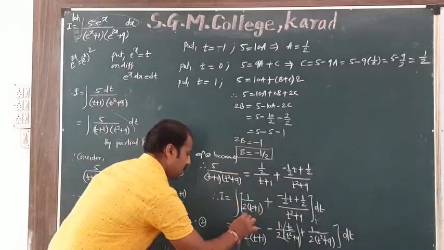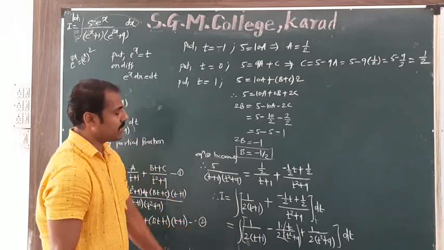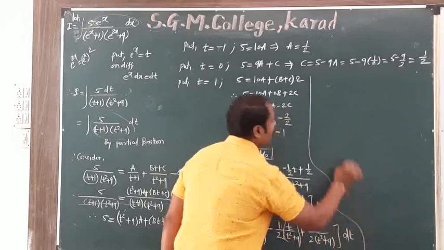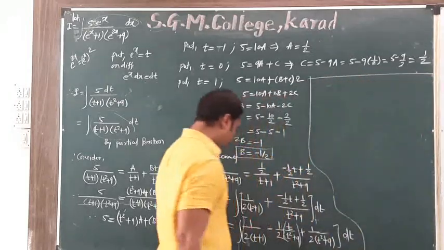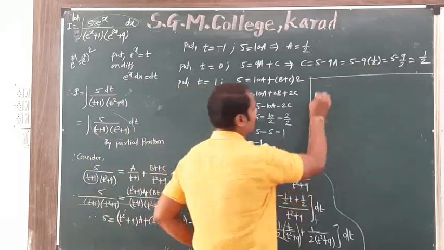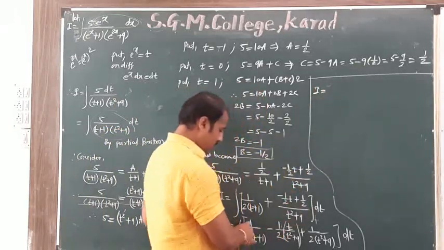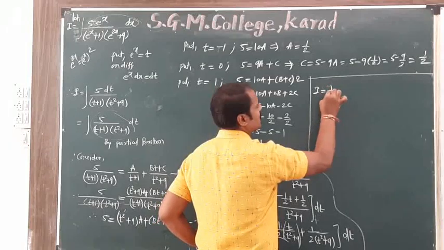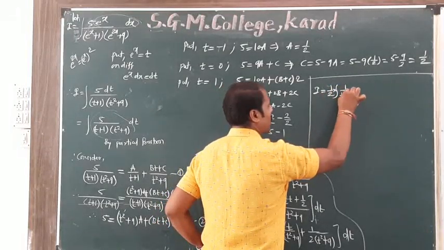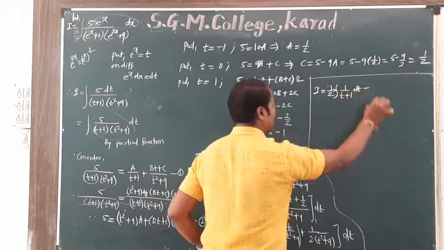Inside the integration there is addition. We separate the integration sign with the dt symbol and take constants outside the integration. So the integration becomes I is equal to 1 upon 2, which is a constant, so take it outside the integration: 1 upon 2 into integration of 1 upon t plus 1 dt.